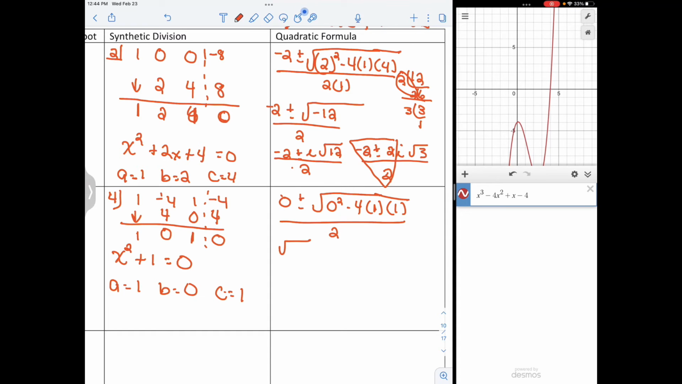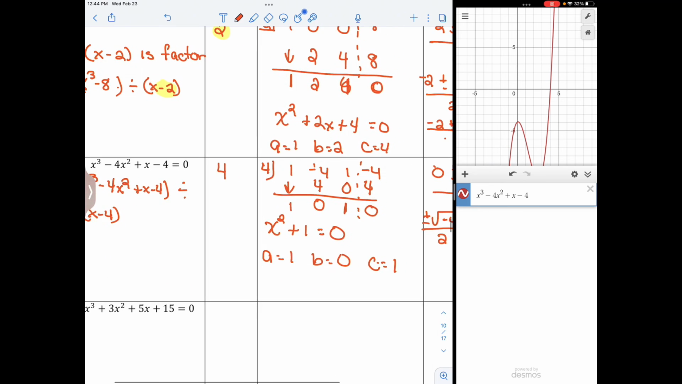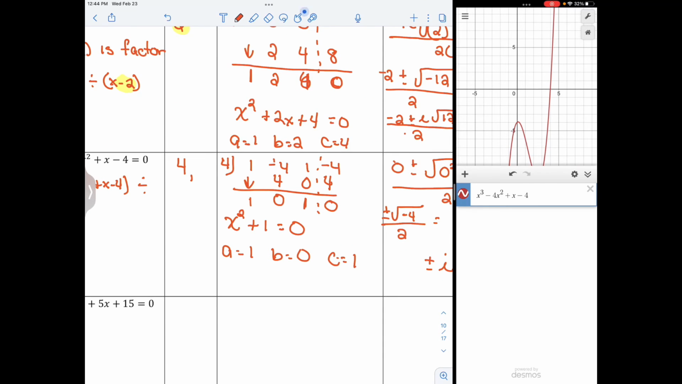So I get the square root of -4 all over 2. And so the square root of 4 is 2. The square root of -1 is i. So this is plus or minus 2i, which would be plus or minus i. So my solutions are 4, i, and -i. Those are my 3 solutions.